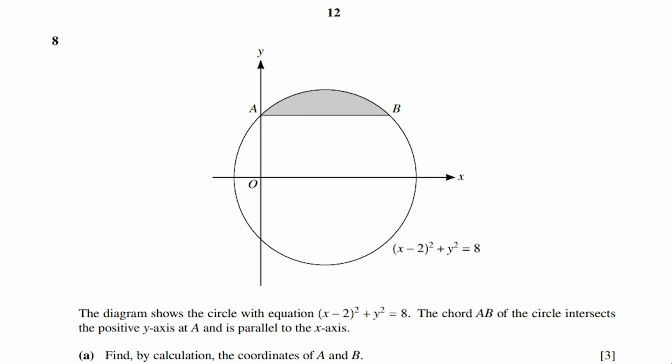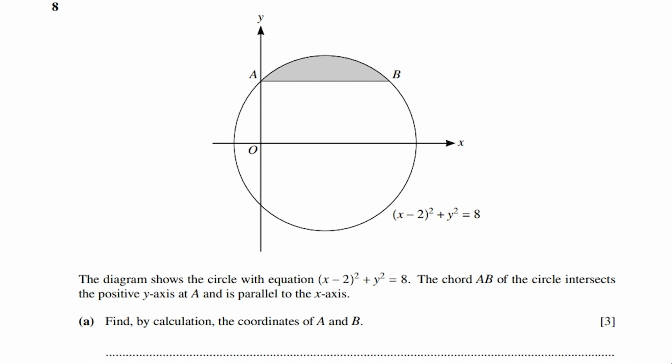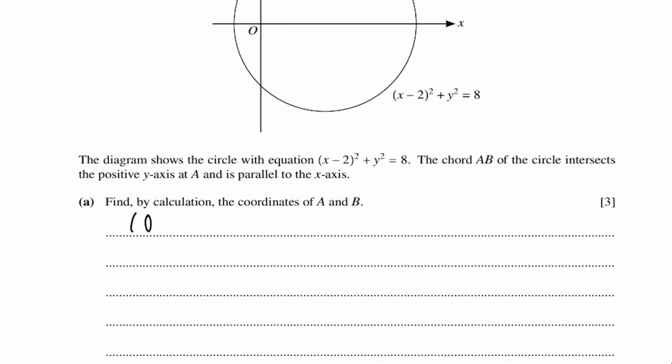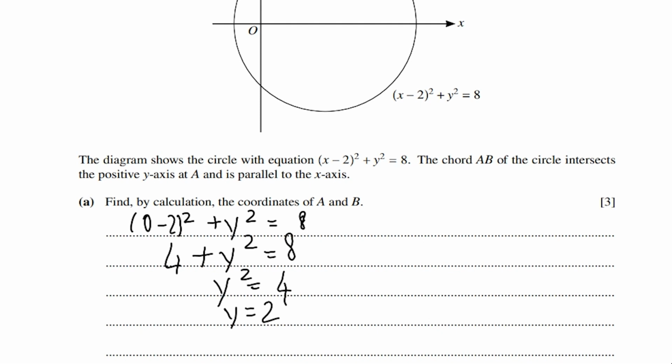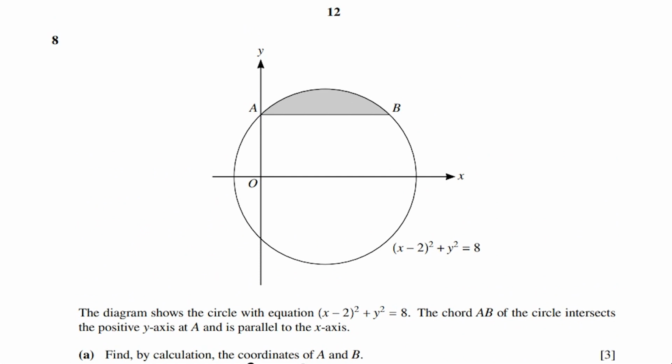Now if we put 0 in this equation in place of x, then we can solve for y and we can get the y-coordinate of A. So let's do this. 0 minus 2 square plus y square is equal to 8. 0 minus 2, so minus 2 squared is 4. 4 plus y square is equal to 8. Y square is equal to 4 and y is equal to 2. Okay, since this line is parallel to the x-axis, this means that the equation of line AB is y is equal to 2 and the y-coordinate of B must also be 2.